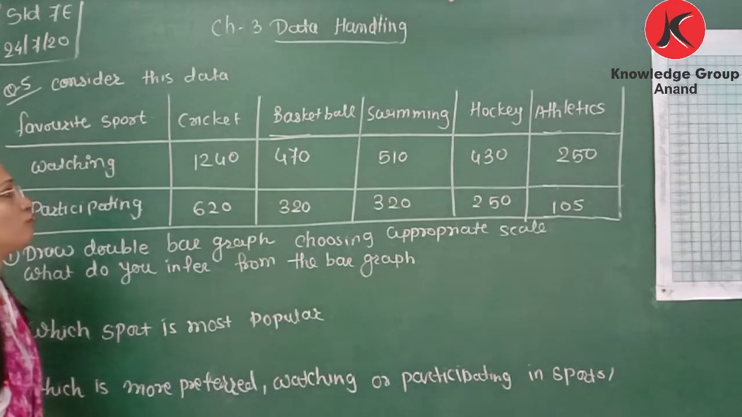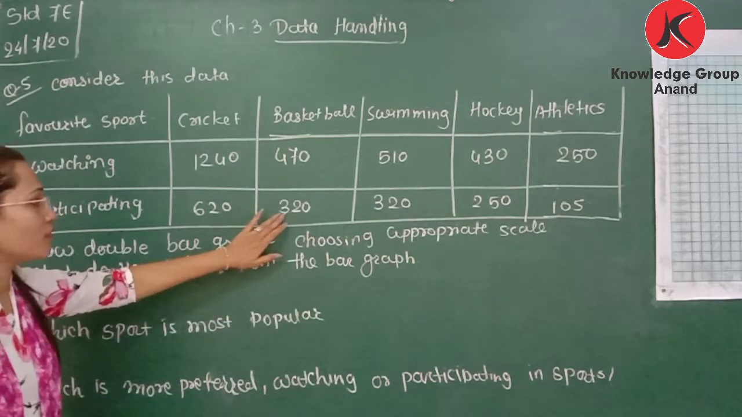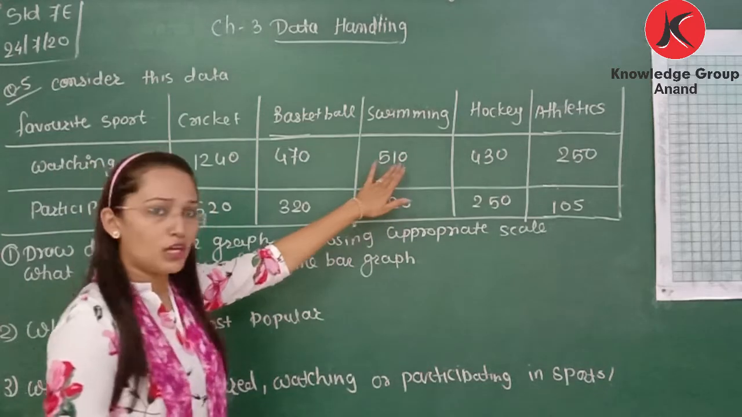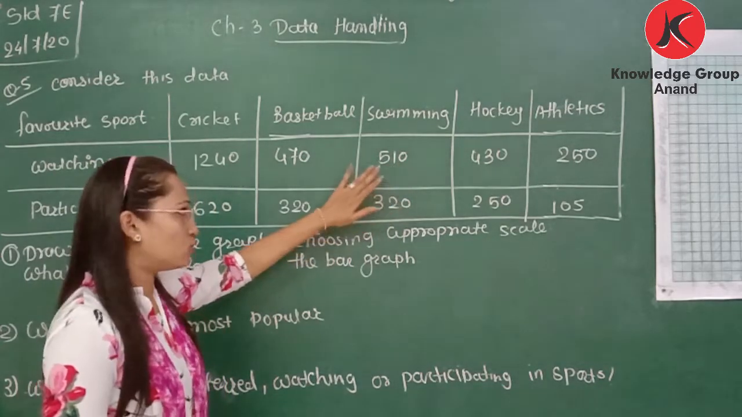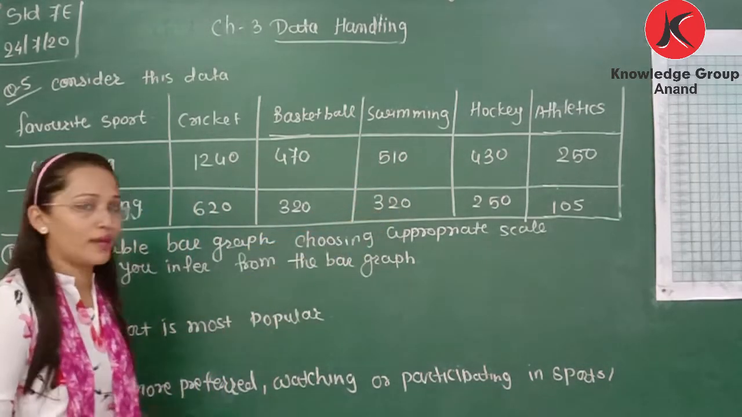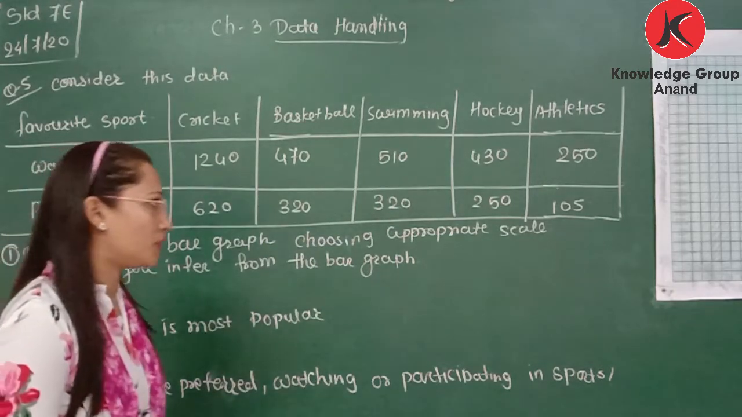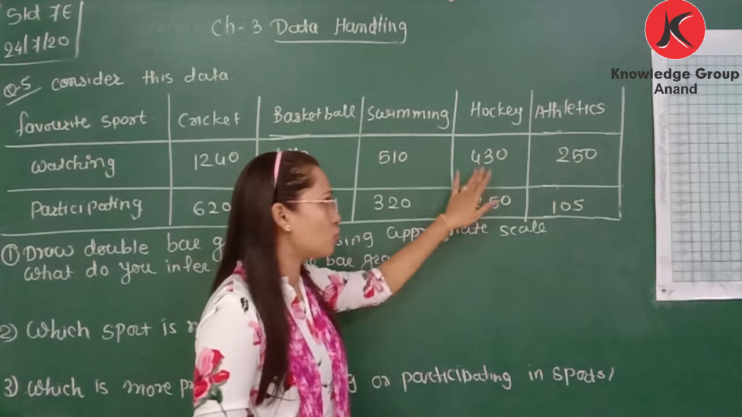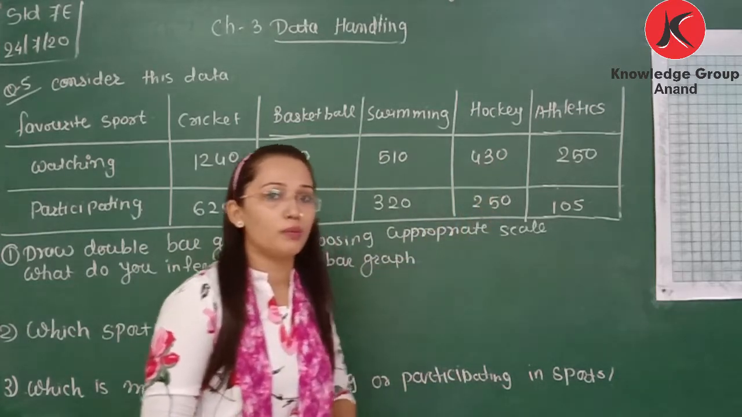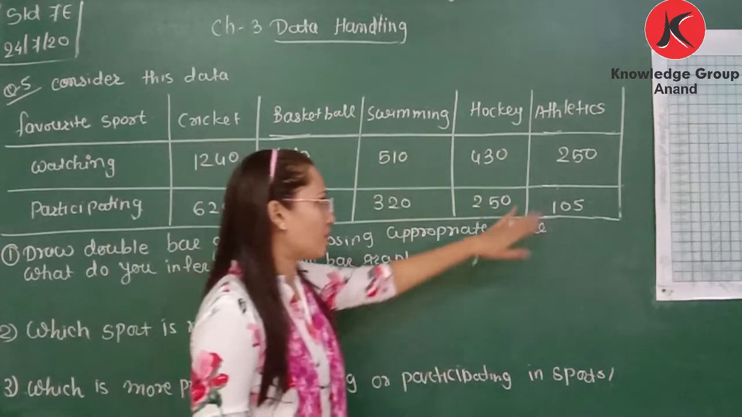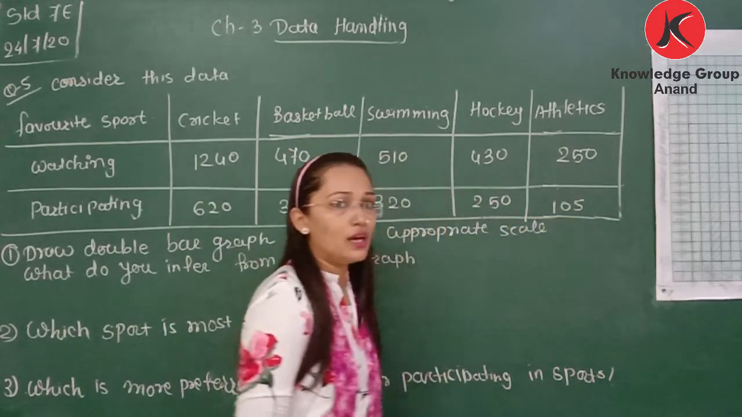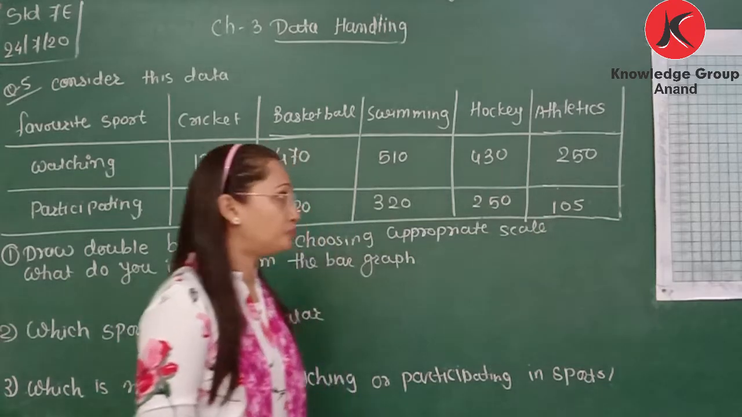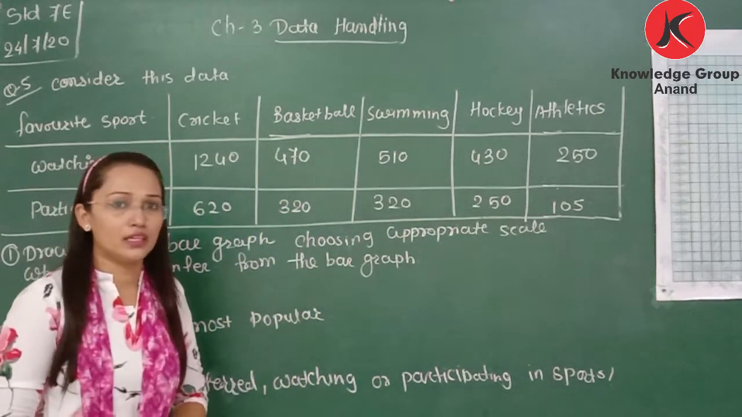470 people watch basketball and from that 320 participate. In swimming, 510 people like to watch and 320 people like to participate. 430 people like to watch hockey and 250 people like to play hockey. In athletics, 250 like watching athletics games and 105 like to participate in athletic games.